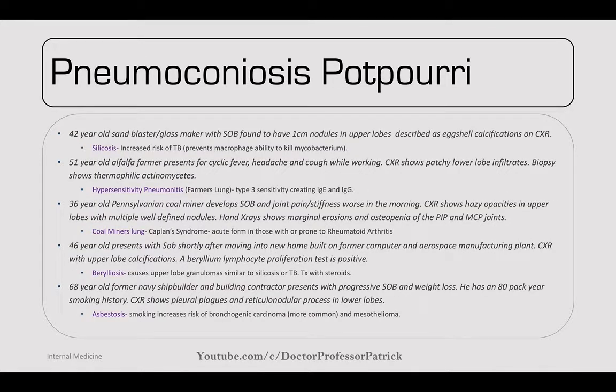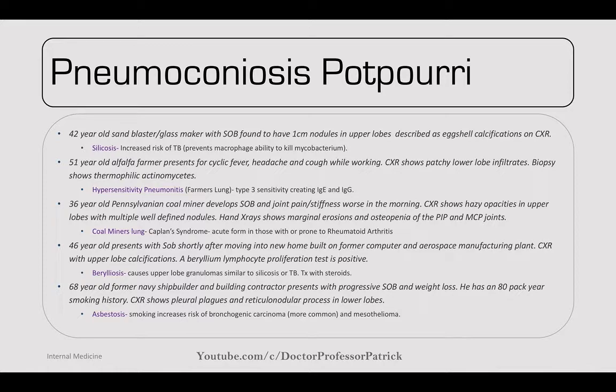So some of the pneumoconioses that you can get, we'll do common illness scripts for these, what causes the infection, and then what to watch out for. So there's a 42-year-old sandblaster glassmaker with shortness of breath, and on chest x-ray there are 1 centimeter nodules in the upper lobe, described as eggshell calcifications. So this is silicosis, increasing risk with sandblasters, anyone with glass. And you have an increased risk of TB here. It prevents the macrophage's ability to kill the mycobacterium. So you want to screen them with PPDs and treat them aggressively. Remove the offending agent, so no more sandblasting.